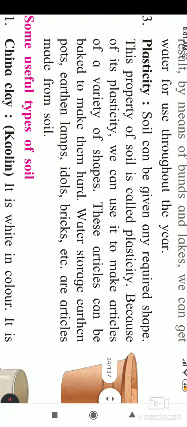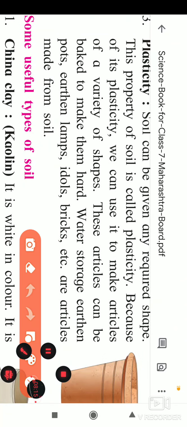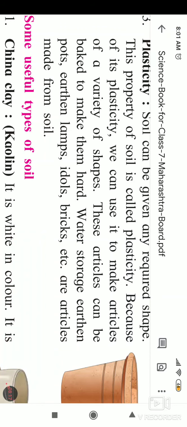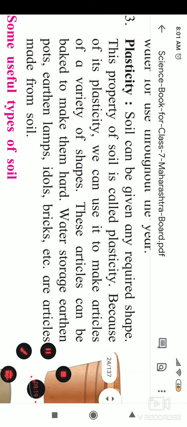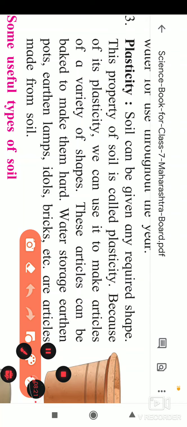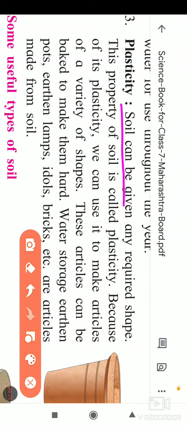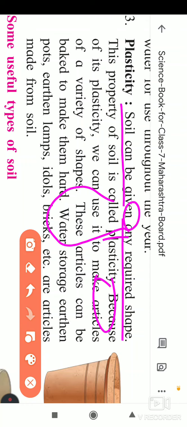Next is plasticity. Plasticity means the tendency of particles to acquire a required shape. So here, see, soil can be given any required shape. It may be a vessel, it may be any pot, it may be a flower pot.